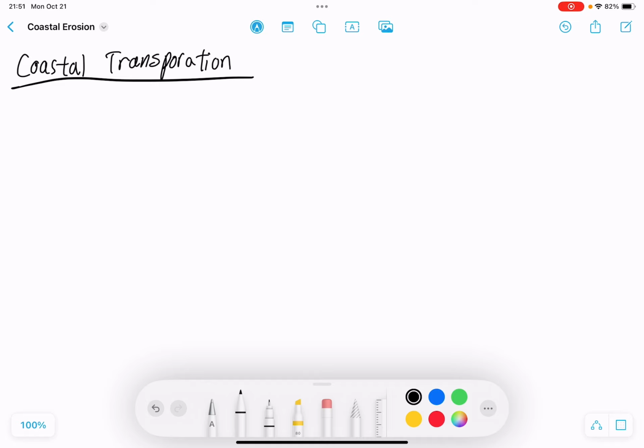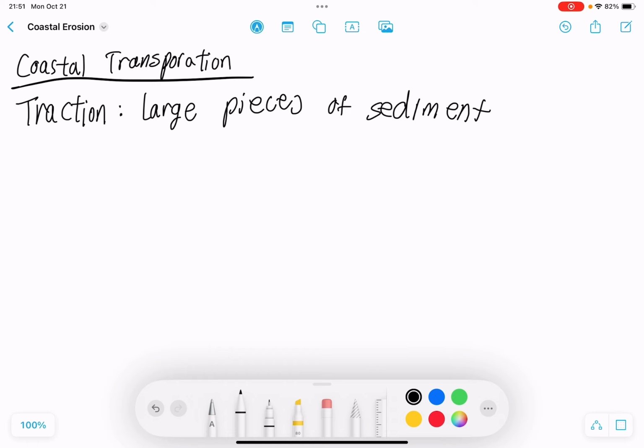So there's 4 types of coastal transportation. The first type is traction. Traction is basically when the large pieces of rock, let me just write sediment for accuracy, large pieces of sediment roll on the sea floor.